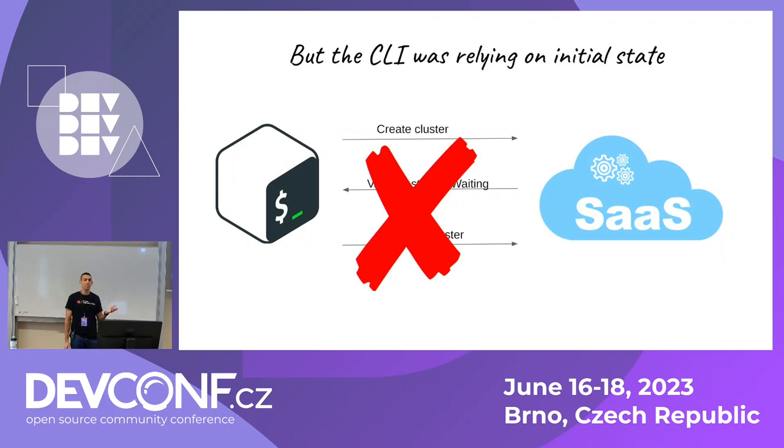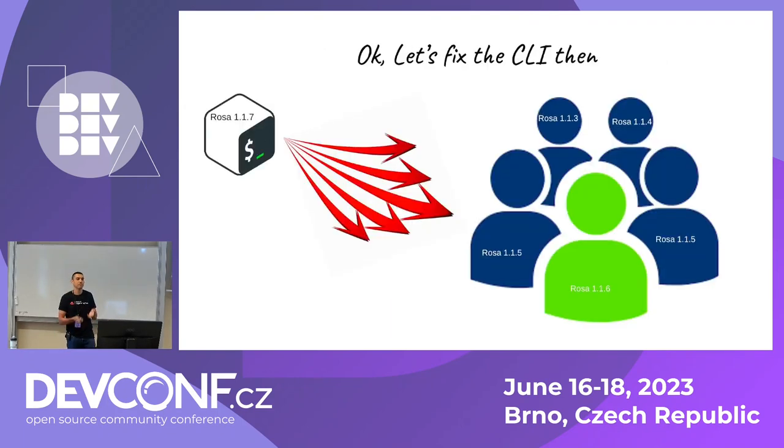Not so good. So I said, okay, I can fix the CLI. It was a small check, what's the initial state, remove that check, fix the CLI. But then I realized I have to create a new version and ship it to hundreds of customers. Now, the problem is customers are not so happy to upgrade their CLI tool, and I definitely can't force them.